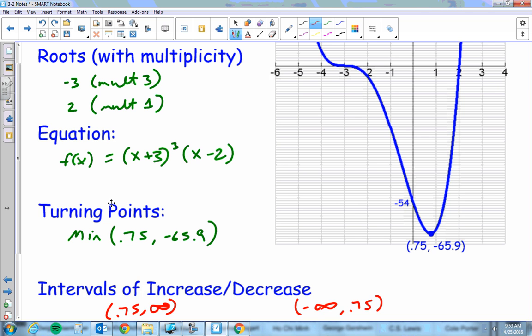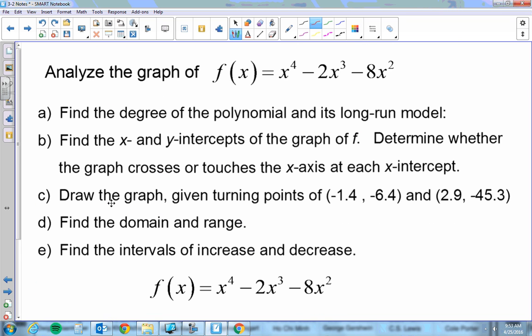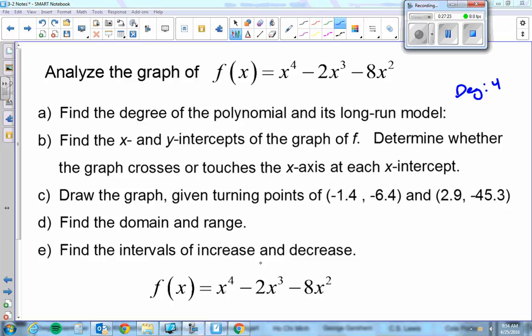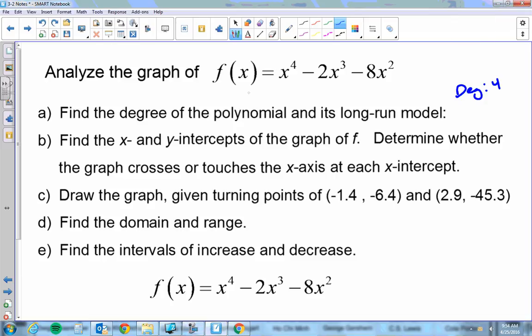All right, one more thing. This is a little different. You already have this. So first of all, what's the degree? 4. And yes, thank you. And the long-run model is just that first term, so y equals x to the power 4 is a long-run model, which means in the long run we expect this to go up in both directions, right?